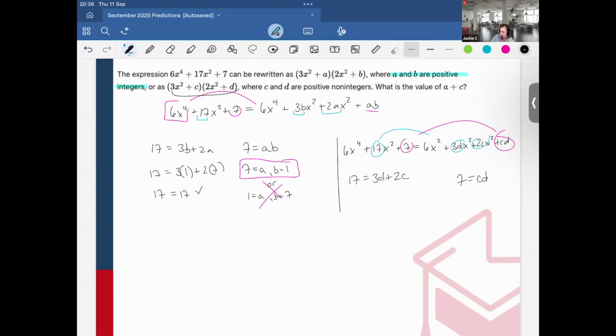In this case, I need to find positive non-integers. I do have two equations, so we can do substitution. Let's do it. So for example, 7 over c is equal to d. And then we can put that in for our d value here. And then that would be 17 is equal to 3 times 7 over c, and then plus 2c. And then we have 17 is equal to 21 over c plus 2 over 1, 2c over 1.